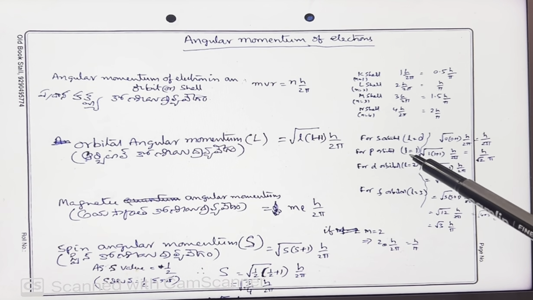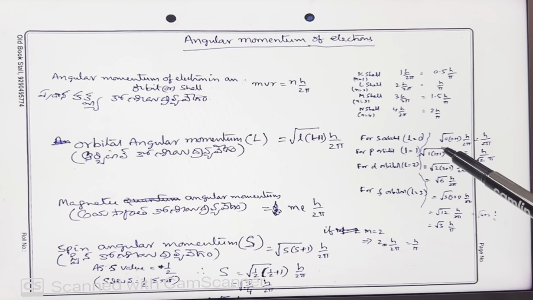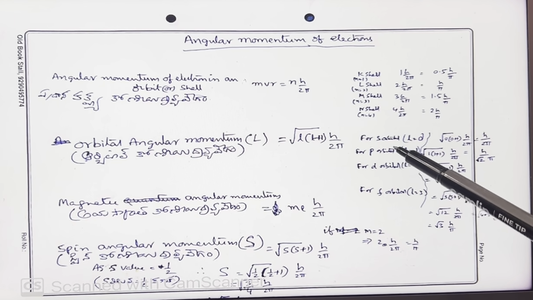The p subshell is a dumbbell shaped subshell, while the s is a spherical subshell. For these dumbbell shaped orbitals, root over L into L plus 1 times h by 2 pi gives root 2 by 2, which is equal to 1 by root 2, so h by root 2 pi. For a dumbbell shaped orbital, what is the orbital angular momentum? h by root 2 pi.